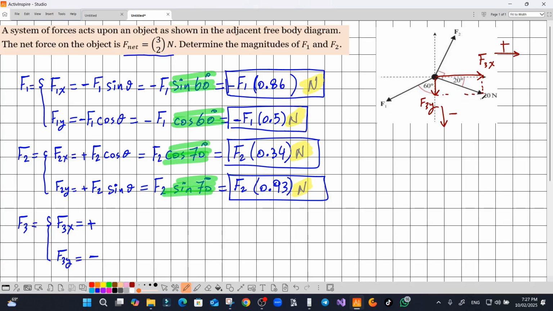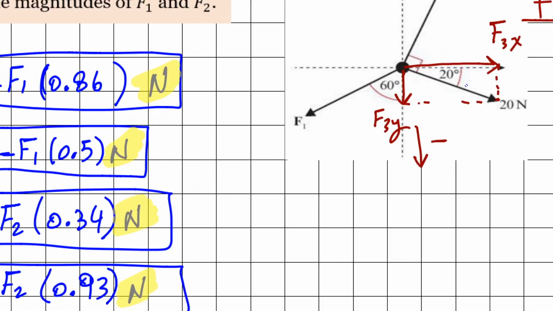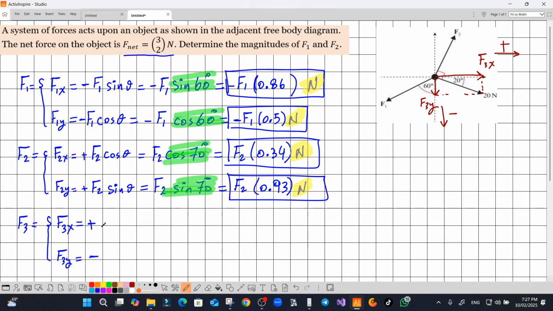Now, where should I apply the cosine? Since the angle here is with respect to the x, you should apply the cosine for the f of x. So I'm gonna write f3 cosine the angle, f3 sine of the angle. Now, f3 is given, so let me substitute it. Multiplied by cosine of 20, as well as here.